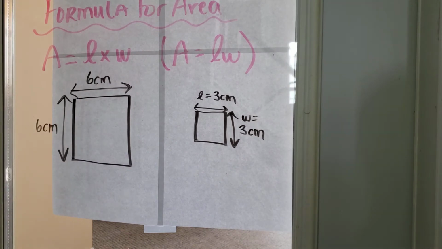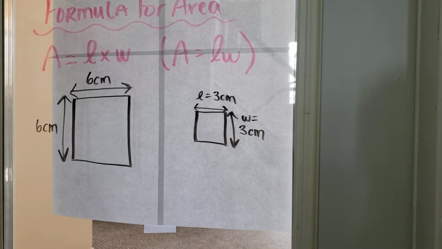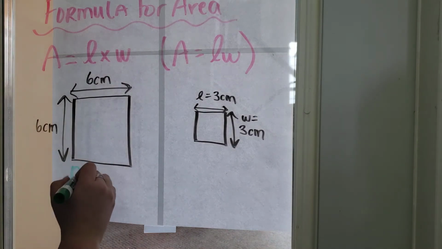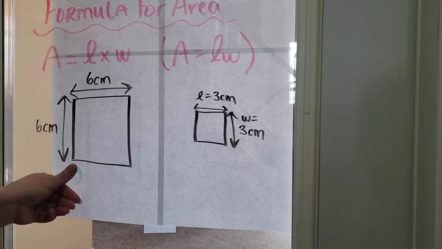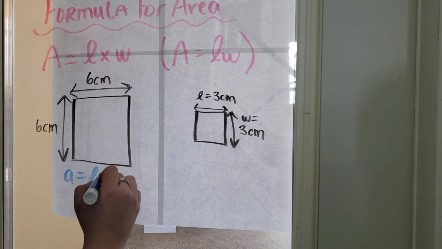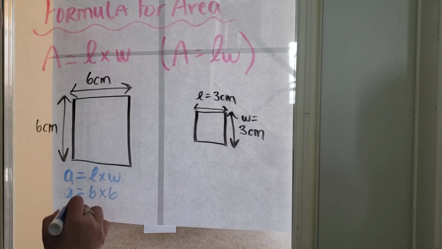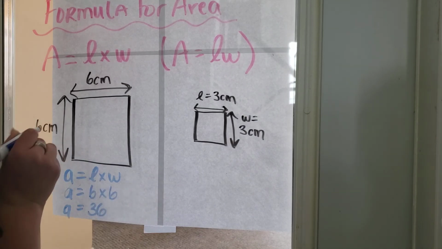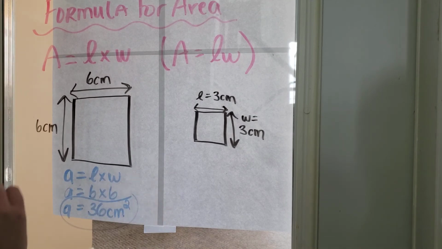This is where I'm trying to show you that it can be different. Just because it's a square doesn't mean they're all going to be the same. It depends on the lengths and the widths. So, oh, that is a terrible color. I'm not going to use that. Let's use this one. Area equals length times width. Area equals 6 times 6. Area equals 36 centimeters squared. That is your answer.